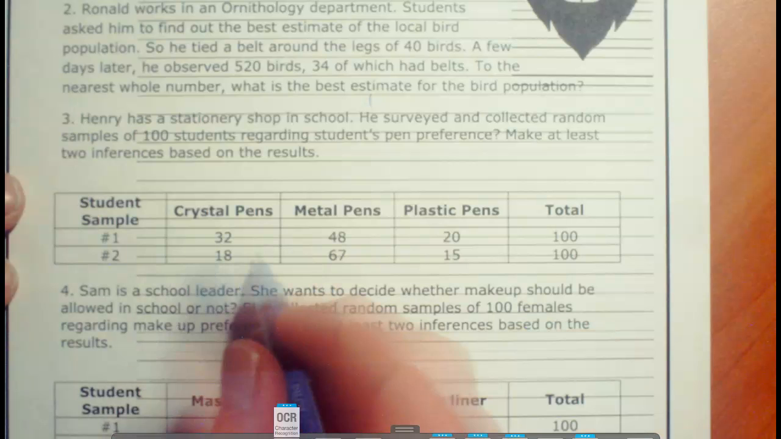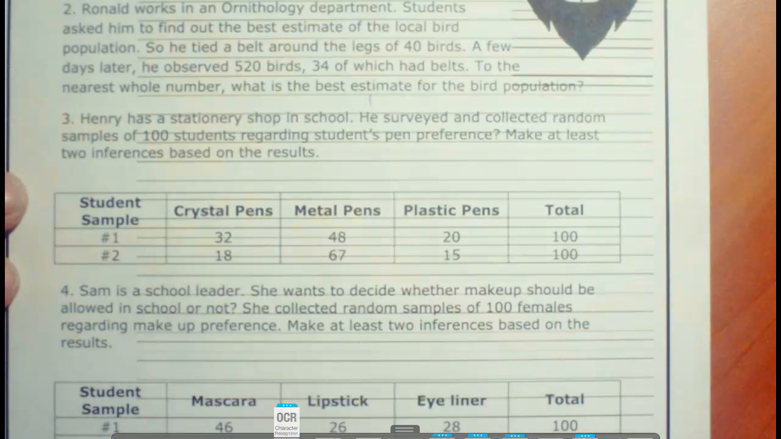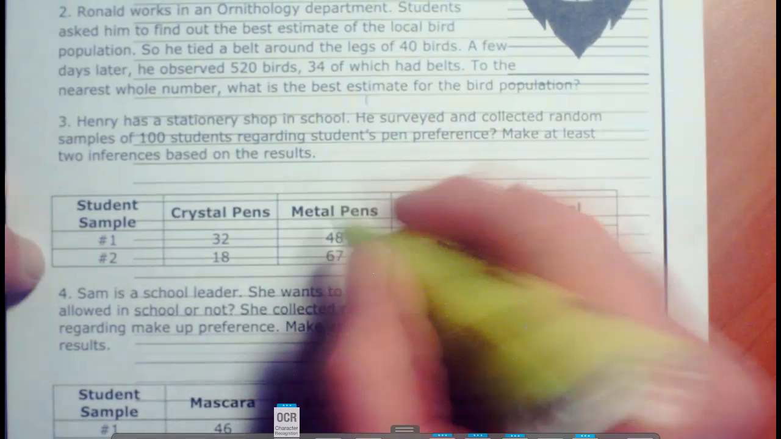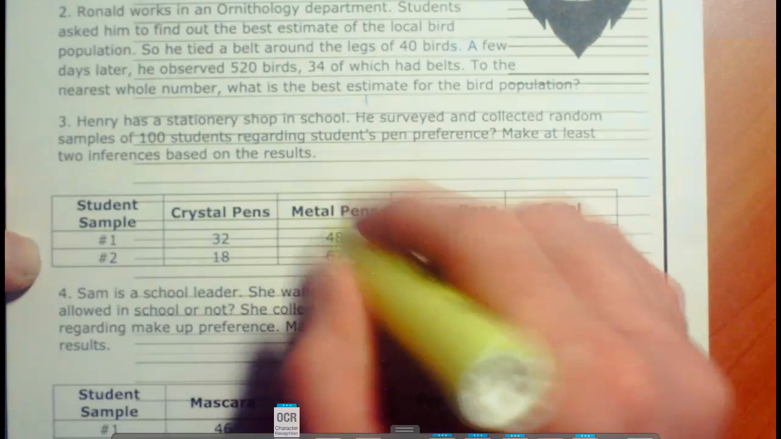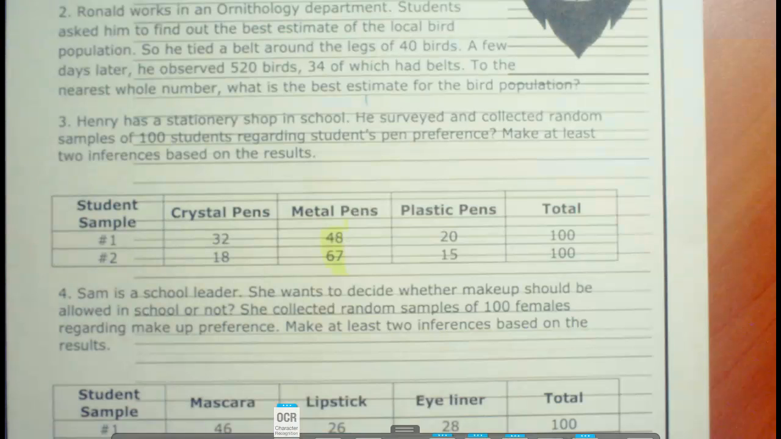So looking at this data, we can really clearly see that in both these samples, these are both of 100 kids, that metal pens are the most popular. All right, so that's one thing. I could say metal pens are the most popular. That's one inference.